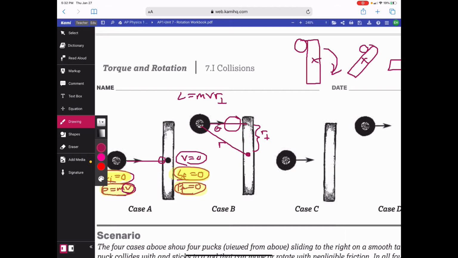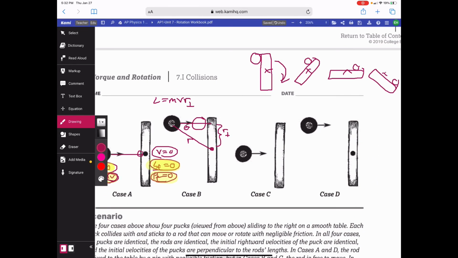Okay. Now, as soon as we continue, after we hit, do you have angular momentum afterwards? Yes, you do. Okay. Now, examine the situation. The puck applies a force on the bar, causing it to rotate. Is there anything else causing the bar to rotate? No, which means there are no external torques acting on the system. Therefore, angular momentum has to be conserved in case B.